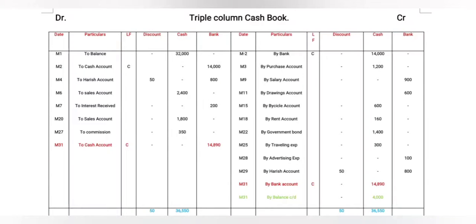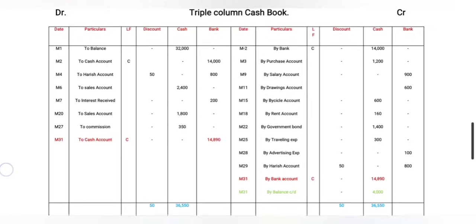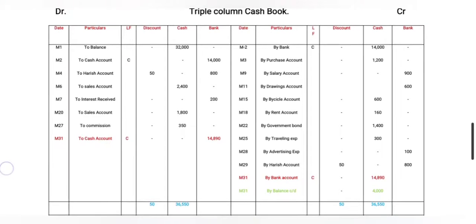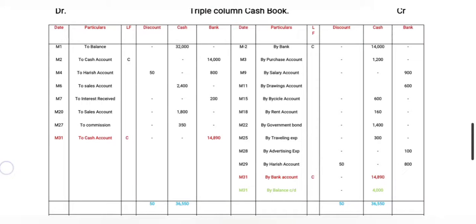Coming to the cash book credit side, it is 31st March by bank account. It is a contra entry. Amount deposited in bank, 14,890 rupees. Here cash is going out of the business. That's why the cash account in the cash book is credit. Now we are going to the cash book bank column, that is the debit side. 31st March to cash account, it is deposited into bank. That's why the bank account should be debit, 14,890 rupees. It is completed.